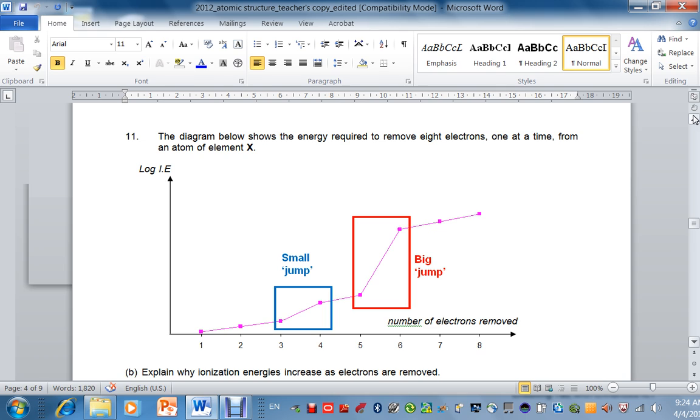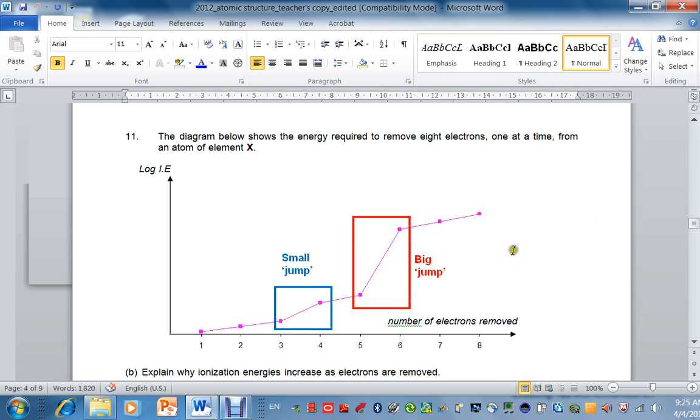Okay, now we are looking at the graph of successive IEs of the same atom X. So take note that this is different from what we did just now. Just now we were comparing the first IEs of different atoms. Now we are looking at the same atom, but it's successive IEs. That means the first, second, third IE of the same atom X. First, second, third, fourth, and so on.